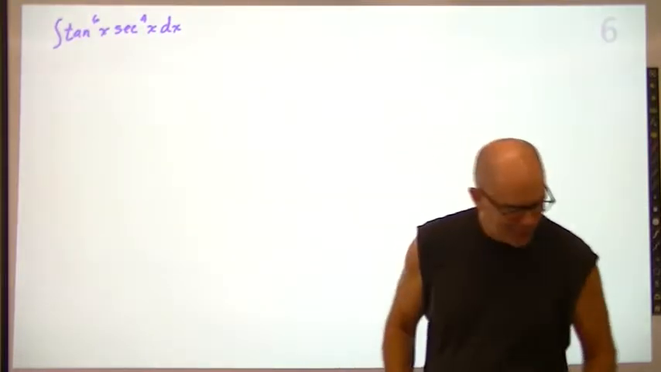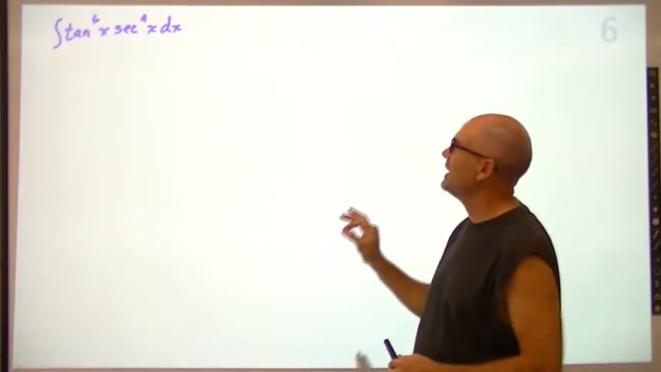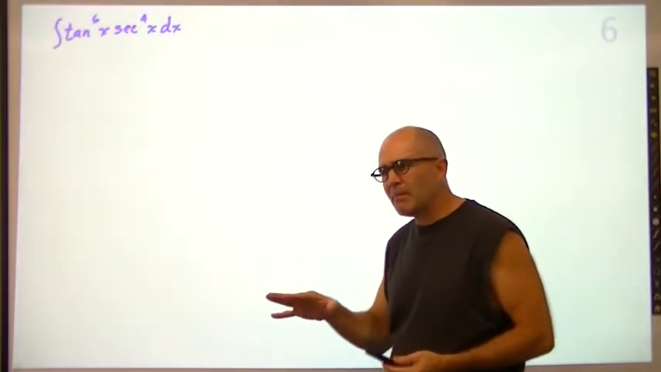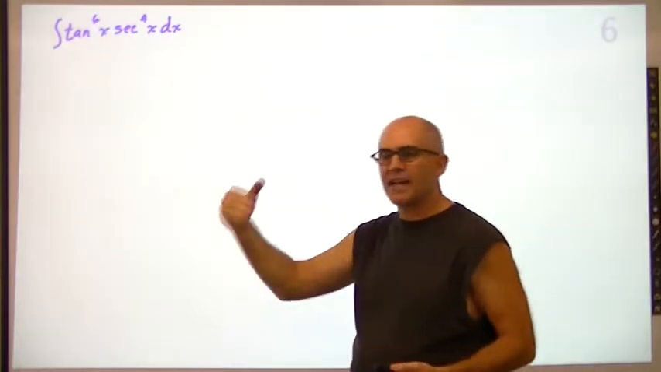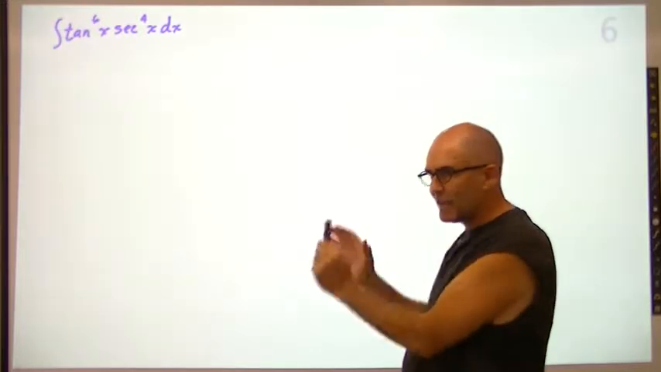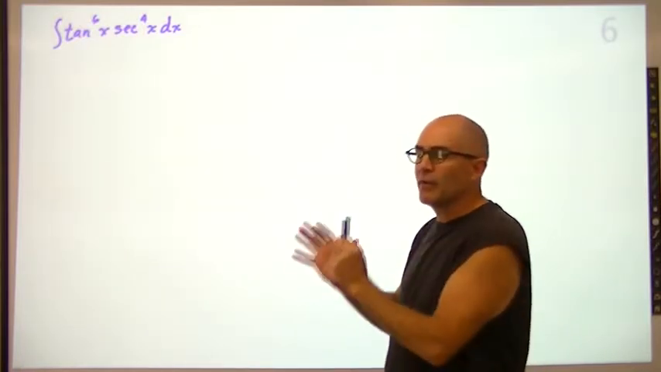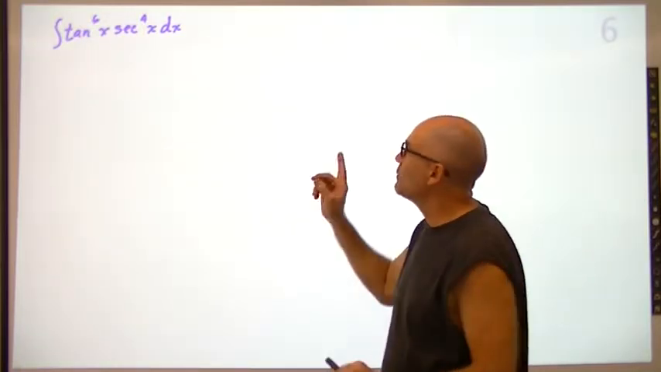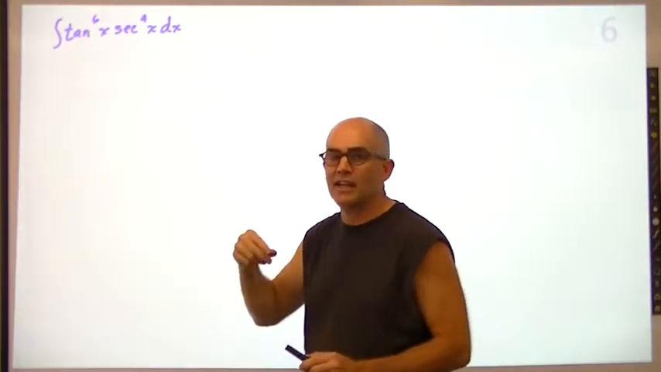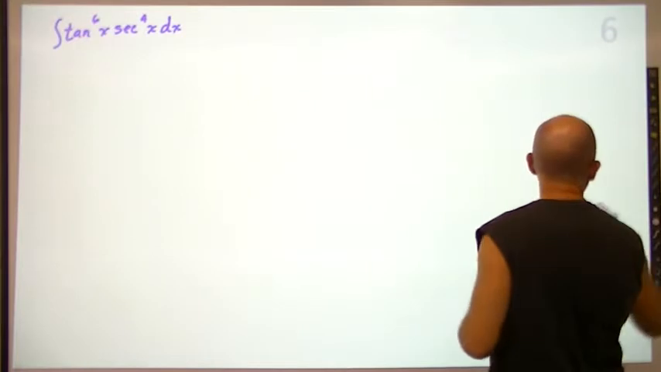Okay, so the integral of tangent to the 6th x times secant to the 4th x dx. Now we're going to do a similar thing, except that with sine and cosine, the derivative of sine is cosine, the derivative of cosine is minus sine. So what we were trying to do is squirrel away a single sine or a single cosine. Well, now the derivative of tangent is secant squared, and the derivative of secant is secant tangent. So what I'm trying to do is squirrel away a secant squared instead of just a secant or a tangent.